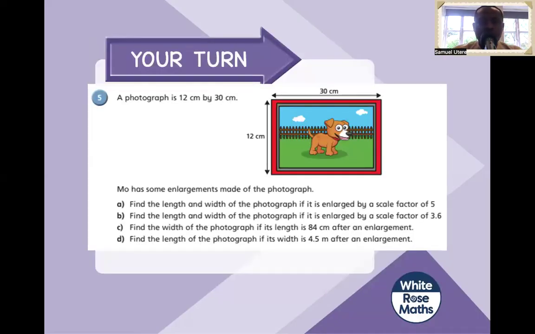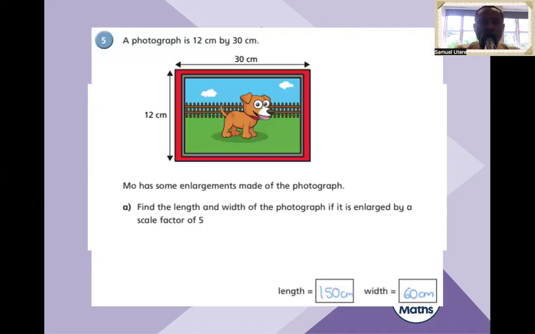Pause the video and answer question 5 in 3 minutes. Assuming you've paused the video and you've answered question 5, here are the answers. Let's discuss them. For question 5a, you were asked, Mo has some enlargements made of the photograph. Find the length and width of the photograph if it's enlarged by a scale factor of 5.